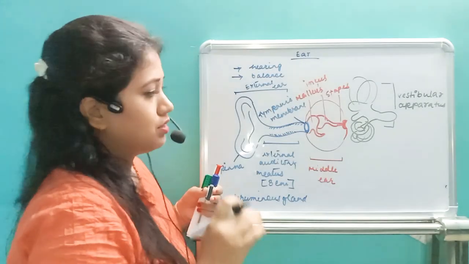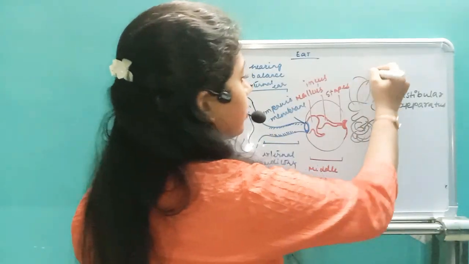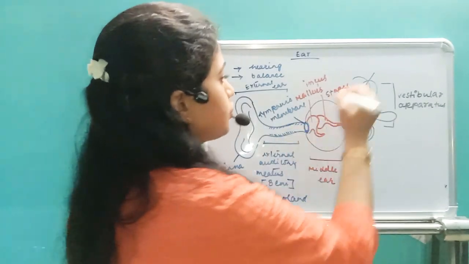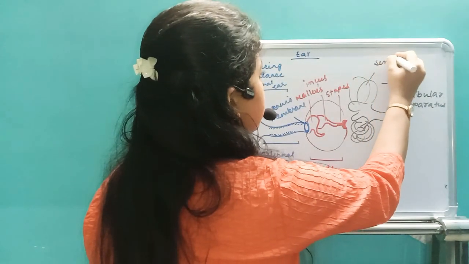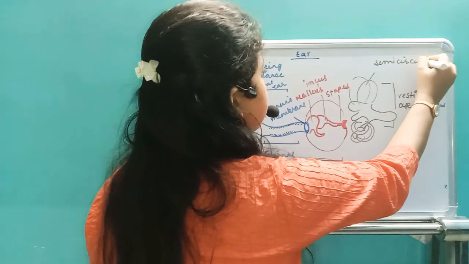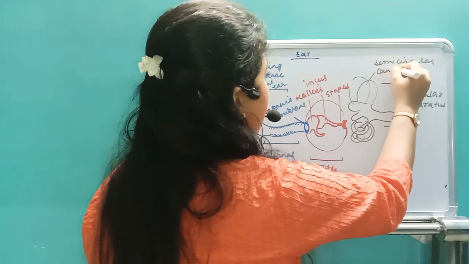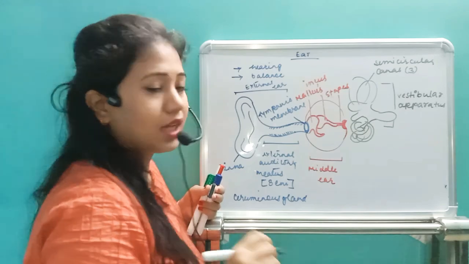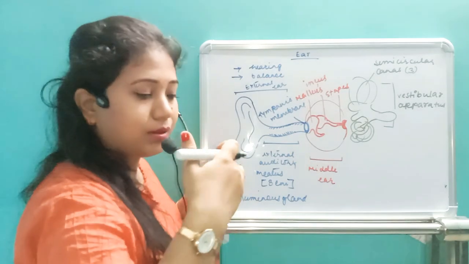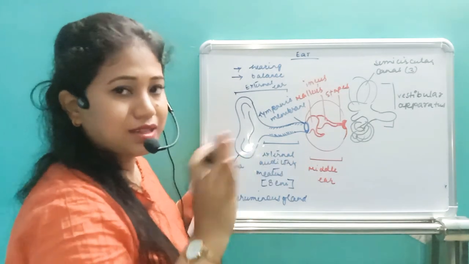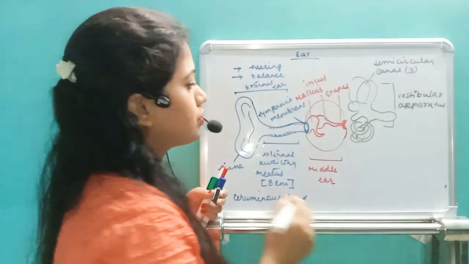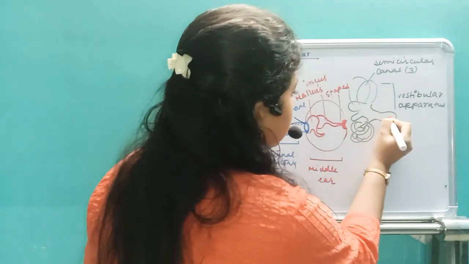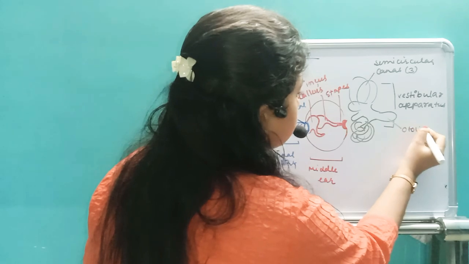So the organ of balancing is going to have two parts. What are the two parts? First one is the semicircular canal. How many semicircular canals do we have? We have three semicircular canals. All three semicircular canals are positioned at right angles. Then after that we have another organ that is called the otolith organ.